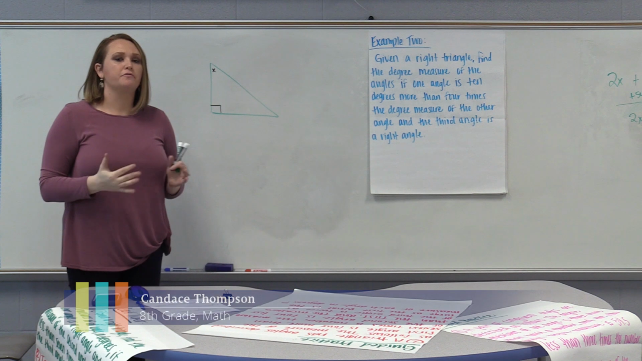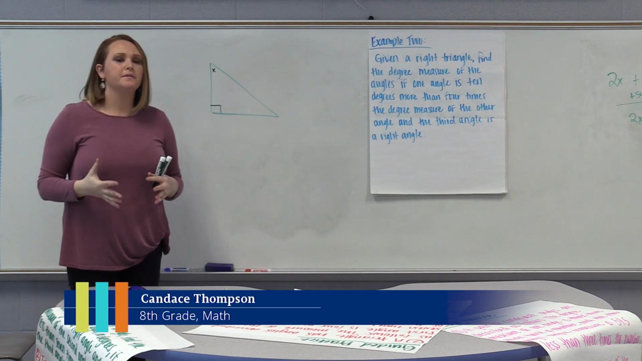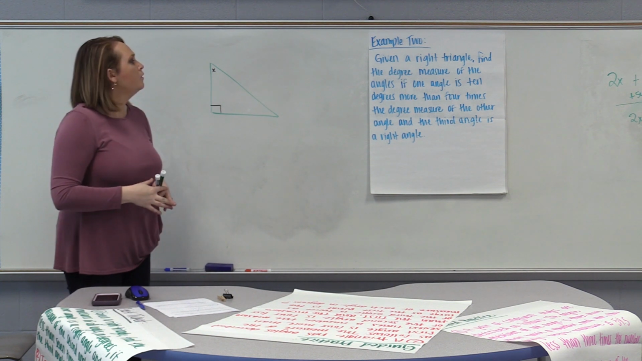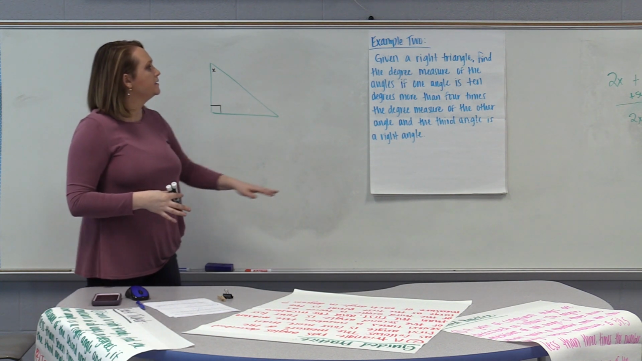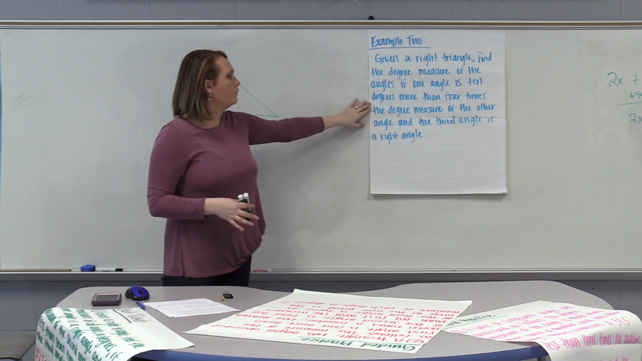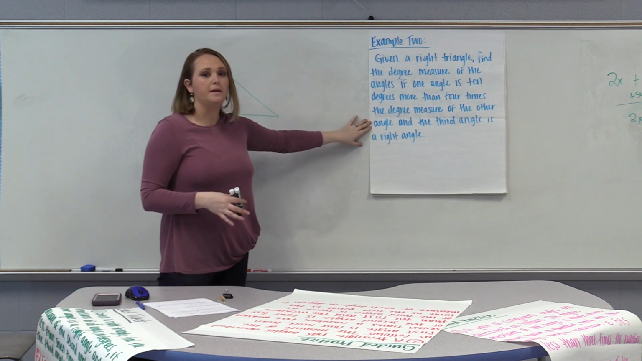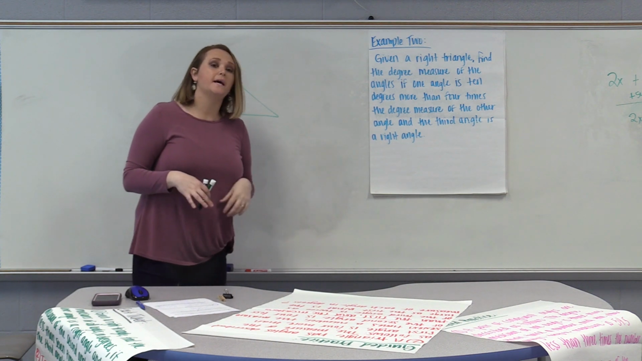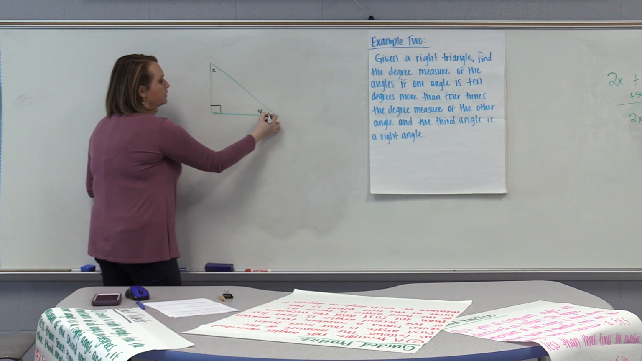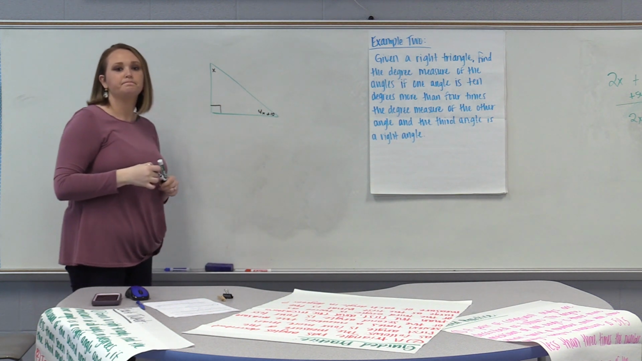If x is the measure of the first angle, how do you represent the measure of the second angle? Well, our problem tells us that our second angle is 10 degrees more than 4 times the degree measure of the other angle. So we'll let our second angle be represented by the expression 4x plus 10.